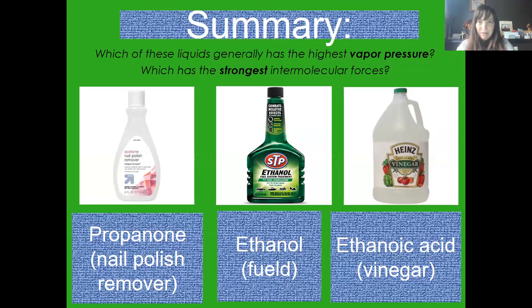I do have one summary question for you, and you can pause and do the homework first and come back to this, or you can look at it right now. Which of these liquids generally has the highest vapor pressure? We've got propanone, which is nail polish remover, acetone, ethanol, which is fuel. Oops, that should say fuel, not fueled. And ethanoic acid, which is another word for acetic acid, which is also known as vinegar. So which of these has the highest vapor pressure and which has the strongest intermolecular forces?